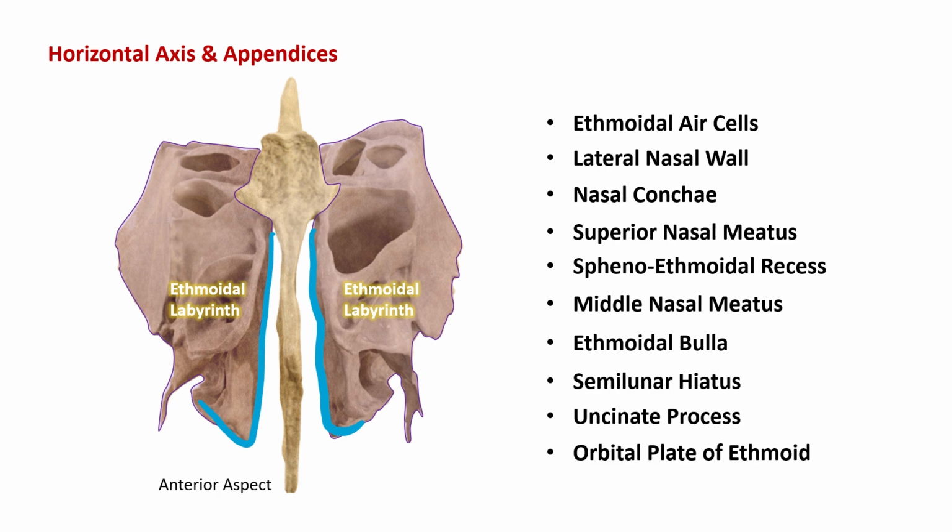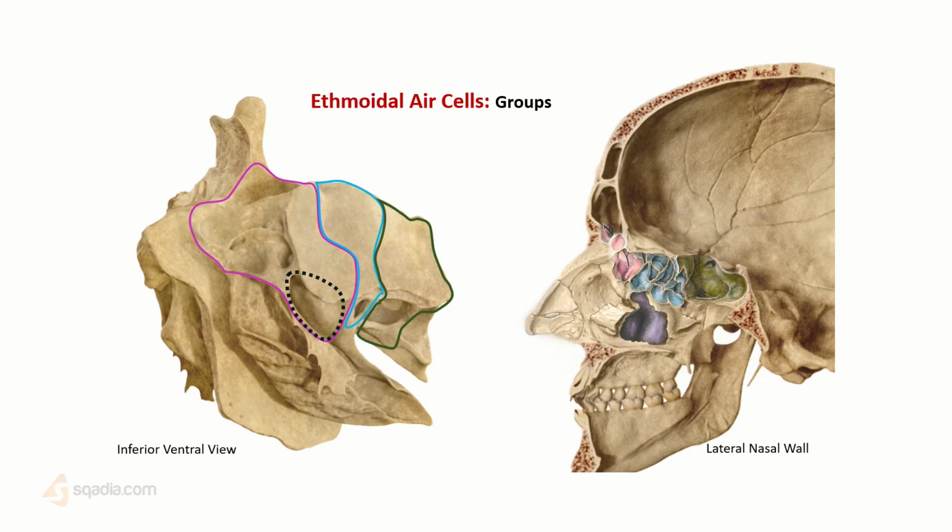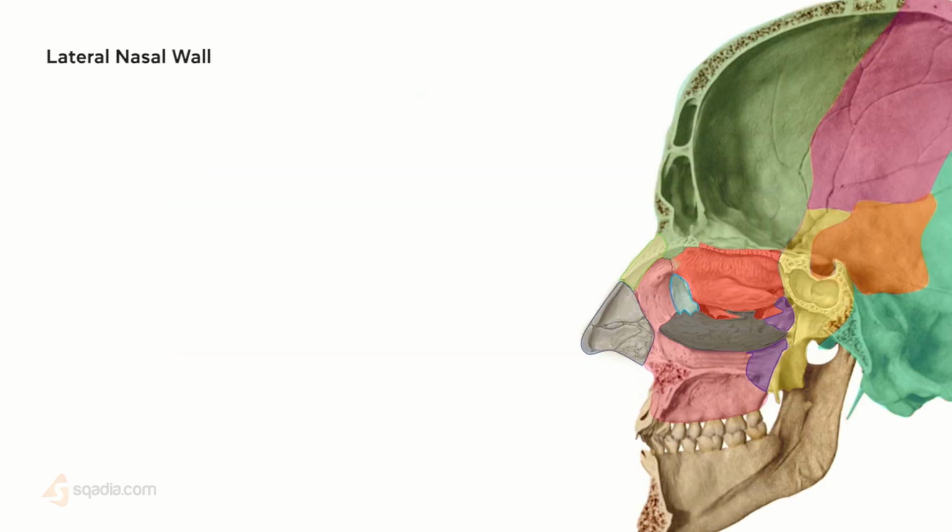So let's talk about the ethmoidal air cells. The ethmoidal air cells consist of small invaginations of the mucous membrane of the middle and superior nasal meatuses into the ethmoid bone between the nasal cavity and the orbit. Let's discuss the lateral nasal wall. The lateral nasal wall consists of the medial surface of the right and left labyrinths of the ethmoid bone. Here we can see the bony surface of the lateral nasal cavity.